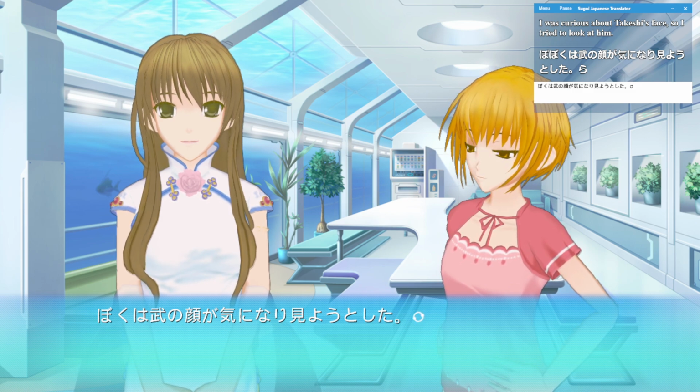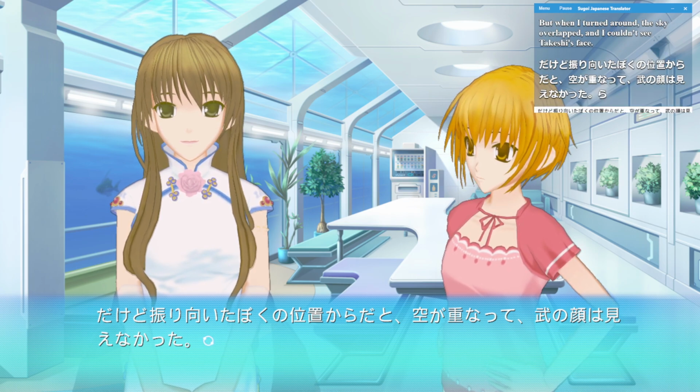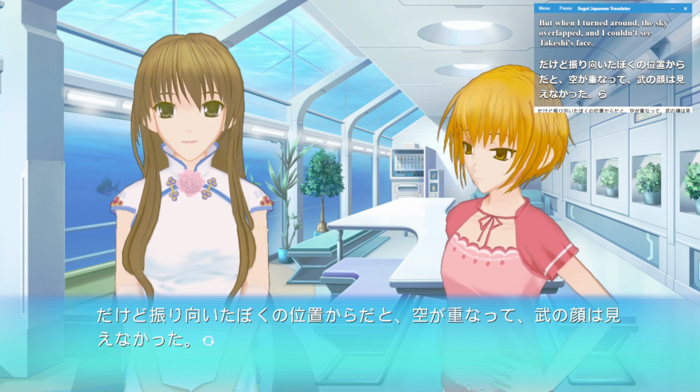I was curious about Takeshi's face, so I tried to look at him. Apparently you can't see through Sora, though. When I turned around, Sora overlapped, and I couldn't see Takeshi's face. Sora got in front of him, in the kid's field of view. And apparently you can't see through Sora. I mean, if you could, then Takeshi and the kid would have identified her as something not real way earlier than they did.